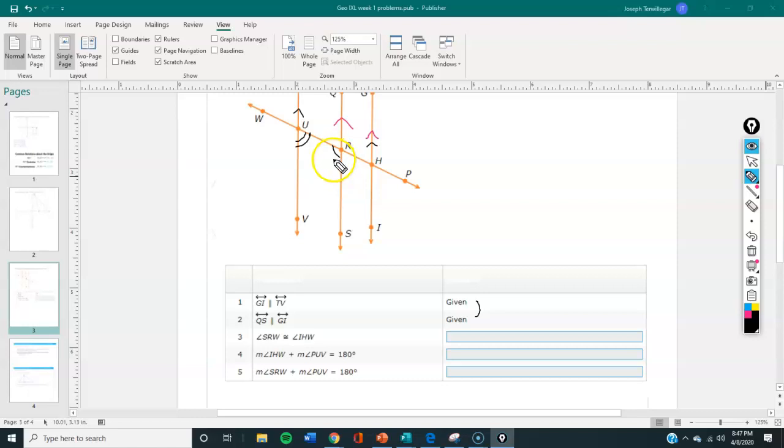SRW. How do we know that SRW is congruent to IHW? How do we know that these two angles are congruent? They're both lower left on parallel lines because corresponding angles are congruent, right? Angles on parallel lines are congruent. Alright, good.